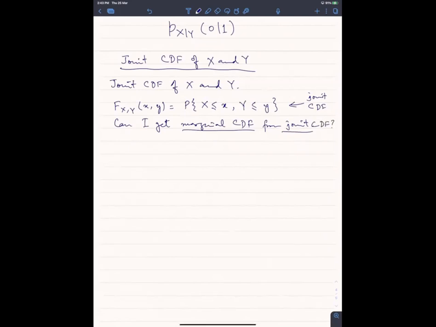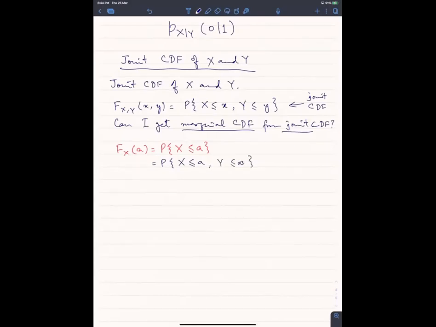Okay. To answer that, let's consider F_X of a, which is the probability that X is less than or equal to a. Everyone agrees with that, because this is how we defined the cumulative distribution function of a single random variable. Where is Y in here? Let's try to stick in Y here. So I can write this as the probability X less than or equal to a and Y takes any value less than or equal to infinity.